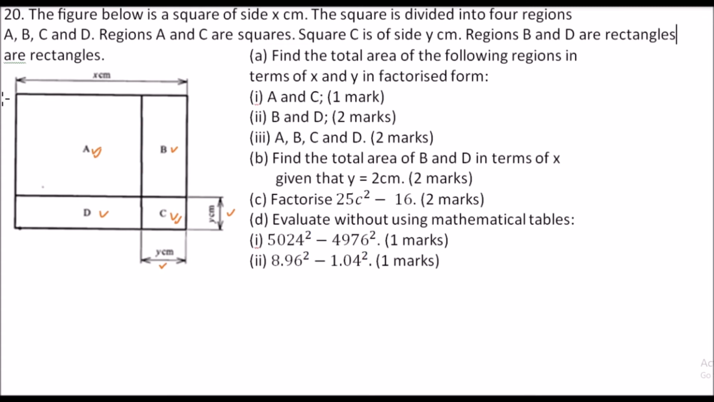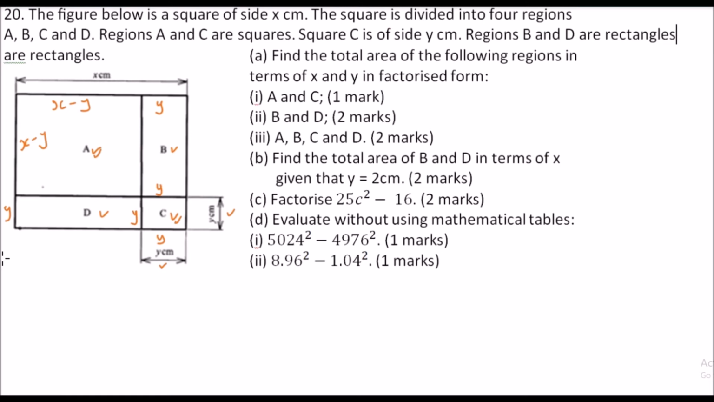So we can say, since the whole of this side is x, this is x minus y, and this is x minus y. Here we have y because it's the same as that side. This side is y because it is indicated here, and of course this side is y. So with all the sides we have there, find the total area of the regions in terms of x and y in factorized form.